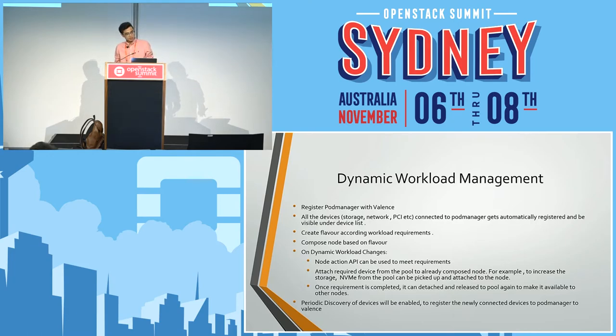How does a user leverage the Valence features to meet different workload requirements? At the first step, they should define the workload, like how many resources are required, how many CPUs, how much memory, and what kind of device you need. After you create the flavor in Valence, you can just compose that node based on the flavor, or the user can just specify the properties of a node to the Valence API. When the workload changes after you compose the node, like if you find this node is short of storage, you can just use the Valence action to attach or detach a new device or other device to the composed node.